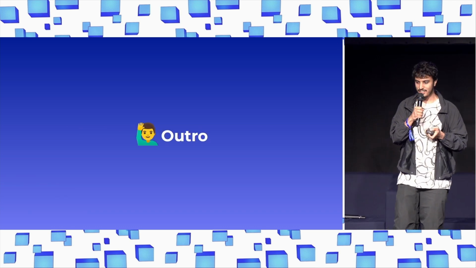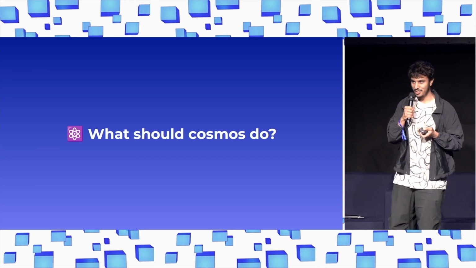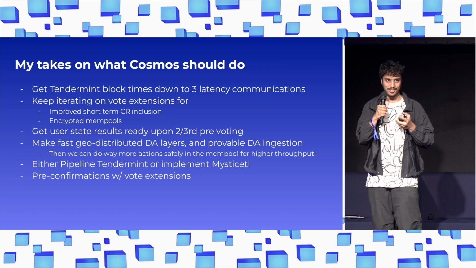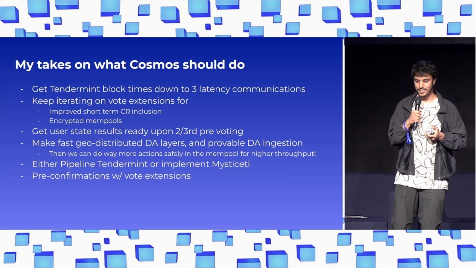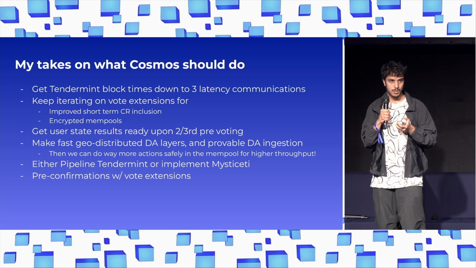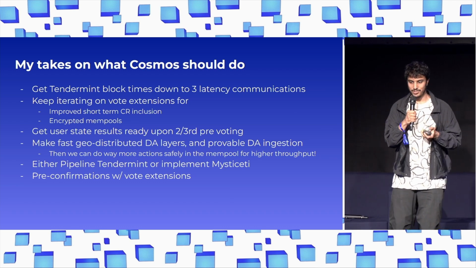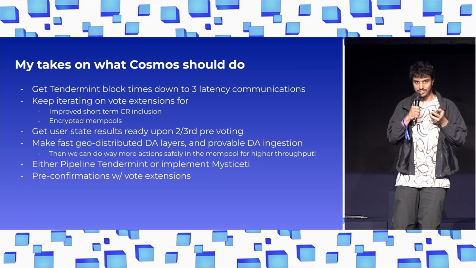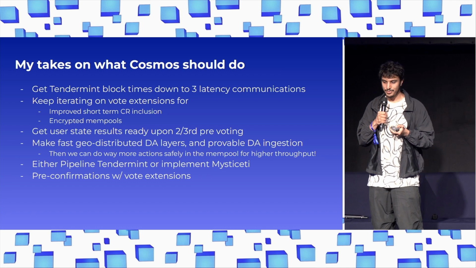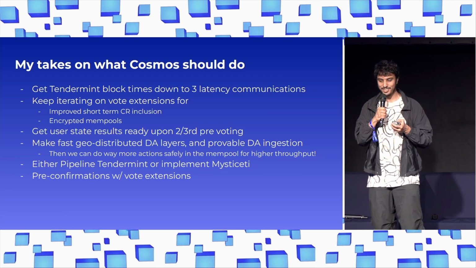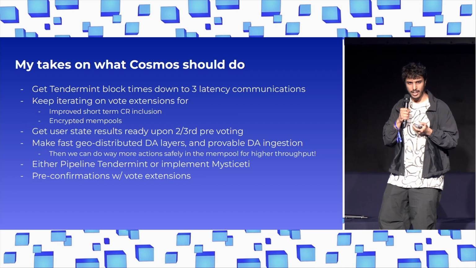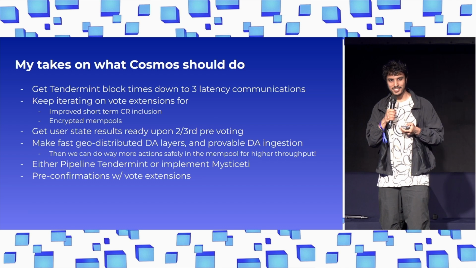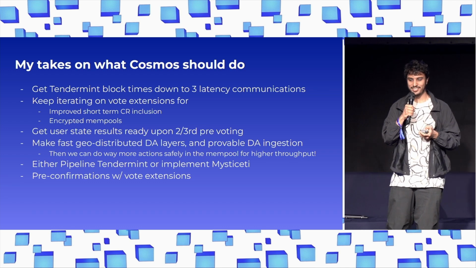Okay, yeah, I think that's it. Maybe I'll end with some of my takes for what Cosmos should do here. I think we should get Tendermint block times down to the platonic ideal of 500 milliseconds. And we should keep iterating on vote extensions for encrypted mempools and short-term censorship-resistant inclusion. Let's switch to getting user state execution results after 2/3 of pre-votes. And let's go to this world of fast geo-distributed DA. And if you want to implement a new consensus algorithm, either pipeline Tendermint or implement Mysticeti. But I think the fast geo-distributed DAs should be our main goal.